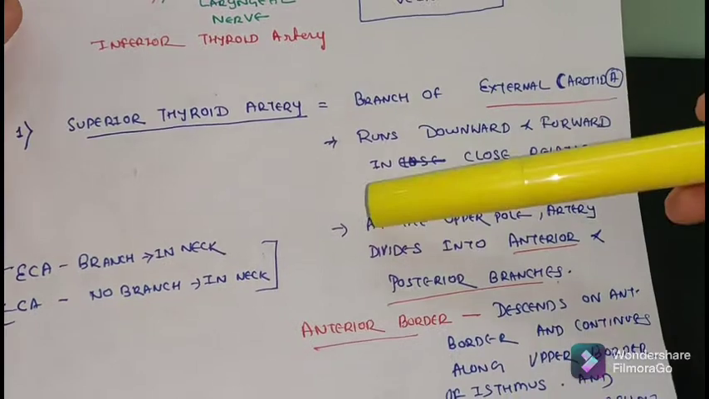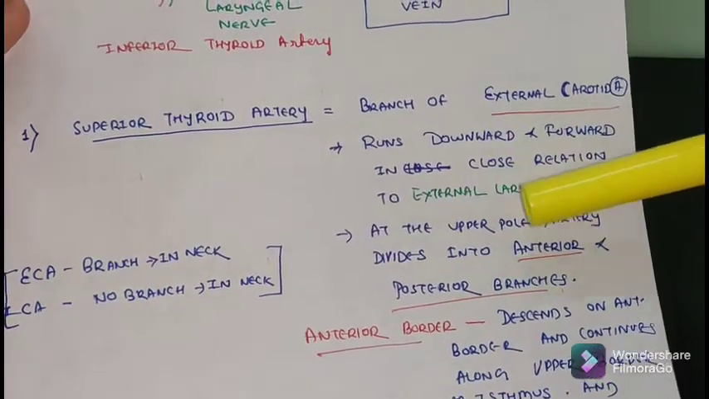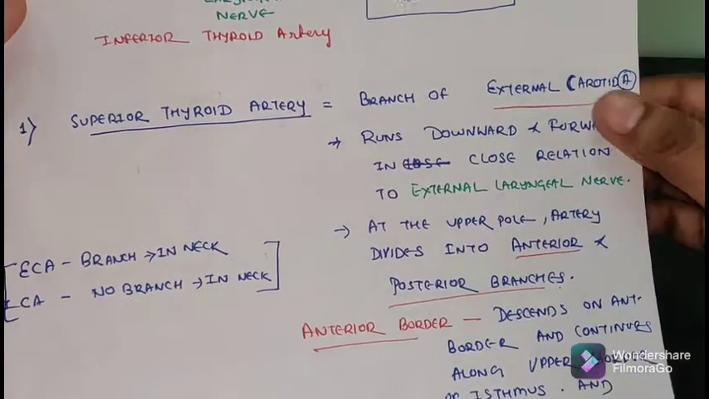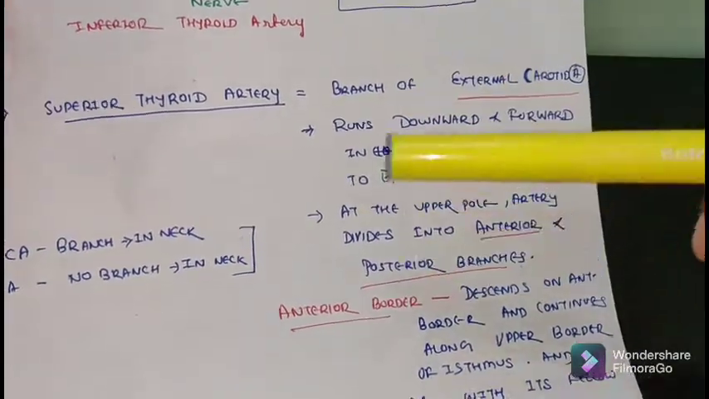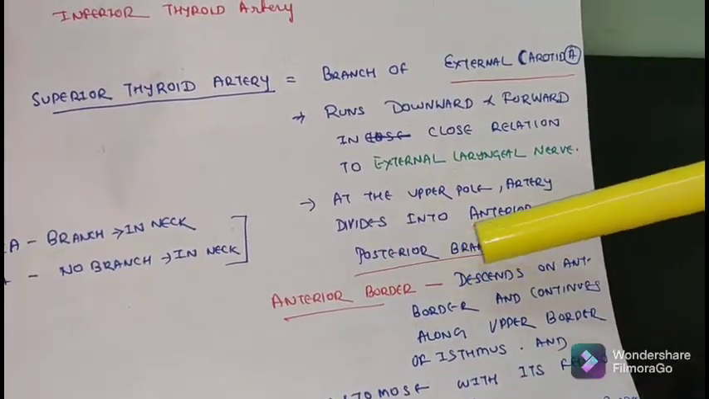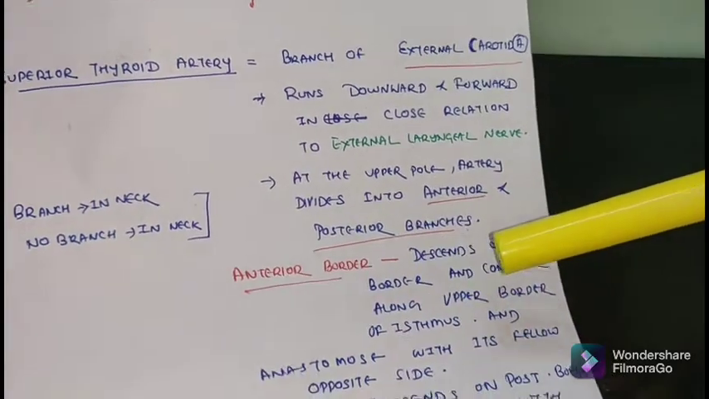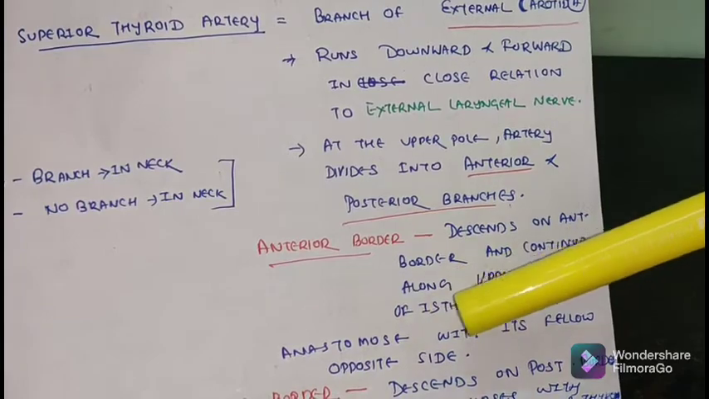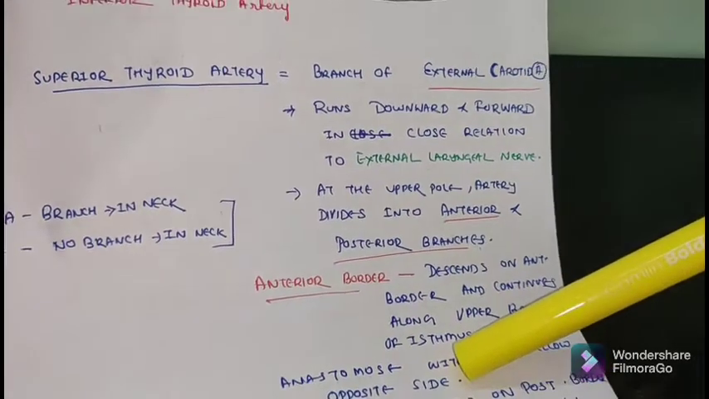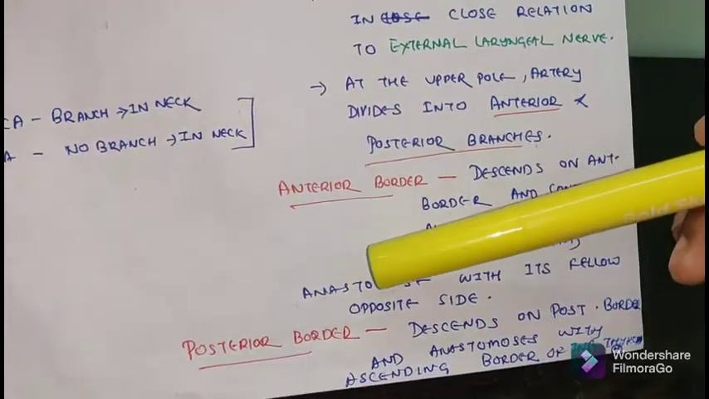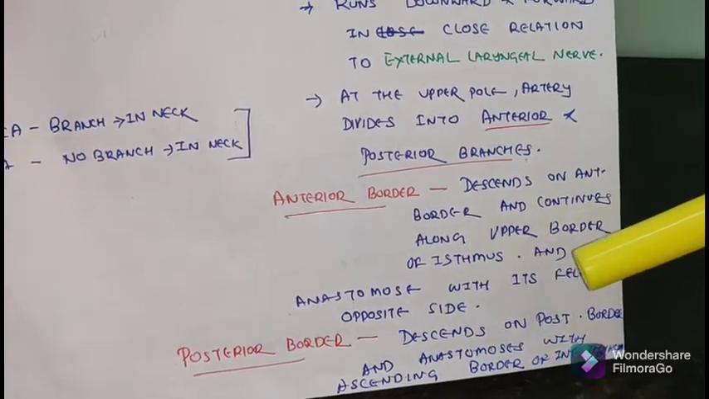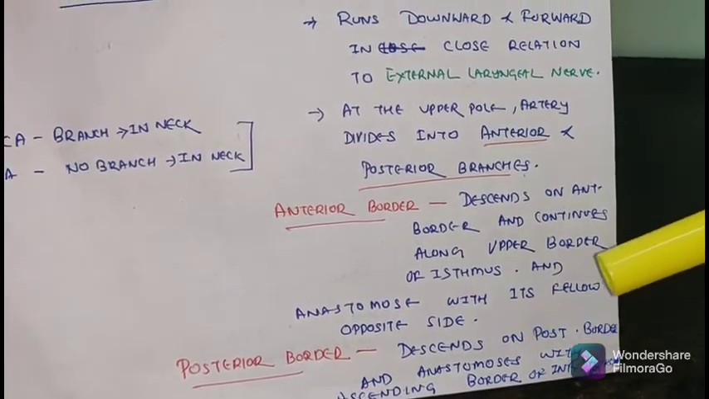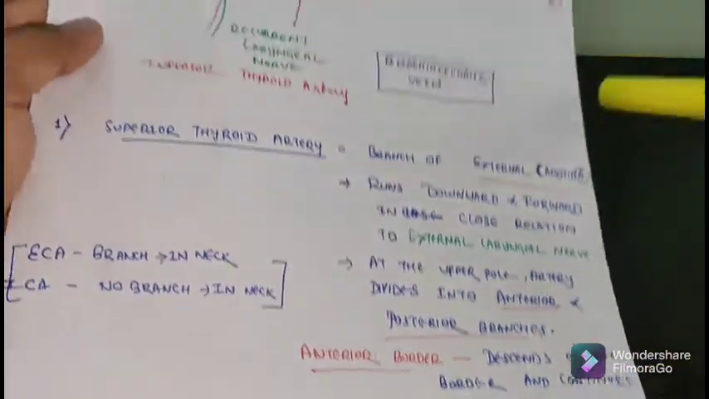Next, at the upper pole, the artery divides into anterior and posterior branches. The anterior branch descends on the anterior border, continues along the upper border of the isthmus and anastomoses with its fellow of the opposite side. The posterior branch descends on the posterior border and anastomoses with the ascending branch of the inferior thyroid artery.